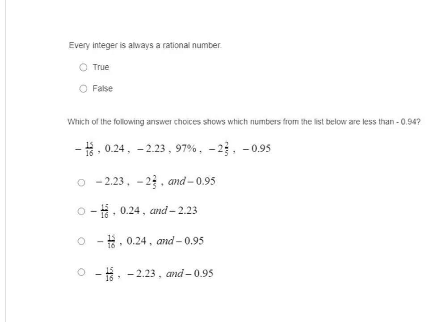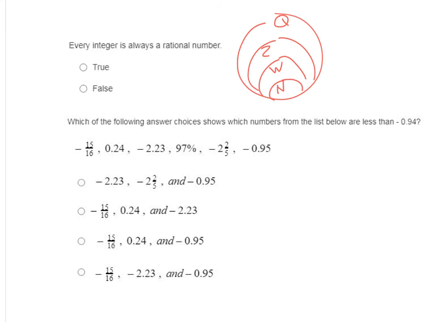Every integer is always a rational. Let me do my little quick drawing here. Remember, this was rational, then you had your integers, then your whole numbers, and then your natural numbers. So is every integer, here's the integer, a rational? Is this integer shape always inside of the rational shape? Yes, it is. So that statement is true. Okay, now for the last one.